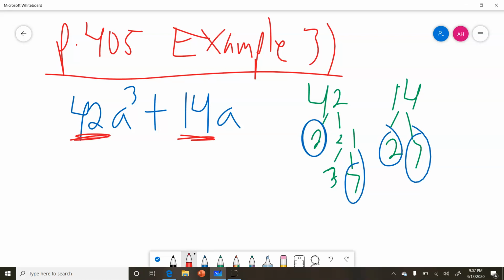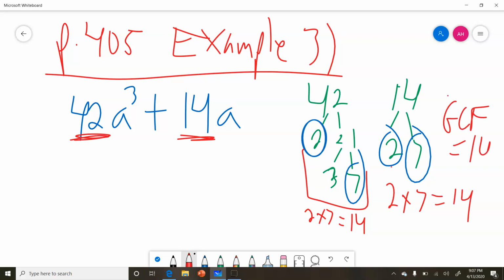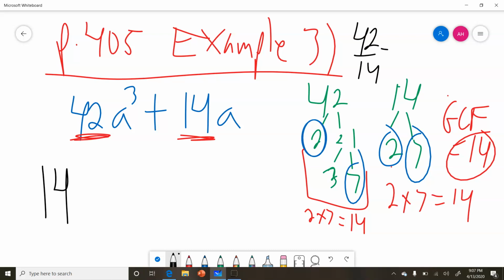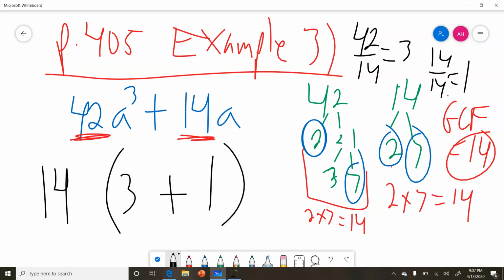So now I total up this side. 2 times 7 is 14. 2 times 7 is 14. So what is my greatest common factor? GCF equals 14. So I know that I'm going to divide by 14. Now, what is 42 divided by 14? Well, it is a nice even number, and it is 3. So I get 14, and then inside I get 3 plus, what is 14 divided by 14? Well, that is easy. That's 1 plus 1 in parentheses.